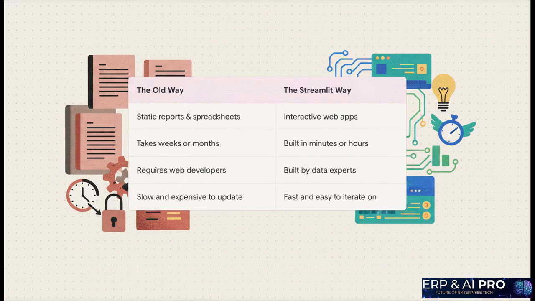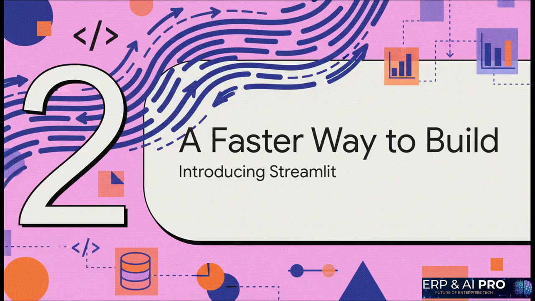This really just spells it out, doesn't it? The old way is all about static reports that take forever. The Streamlit way is about interactive web apps that you can build in hours. And here's the crucial part, the real kicker. The apps are built by the data experts themselves. That completely changes the game. And this is exactly where Streamlit comes in, offering a much faster way to build. It totally flips the script on how we work with data.